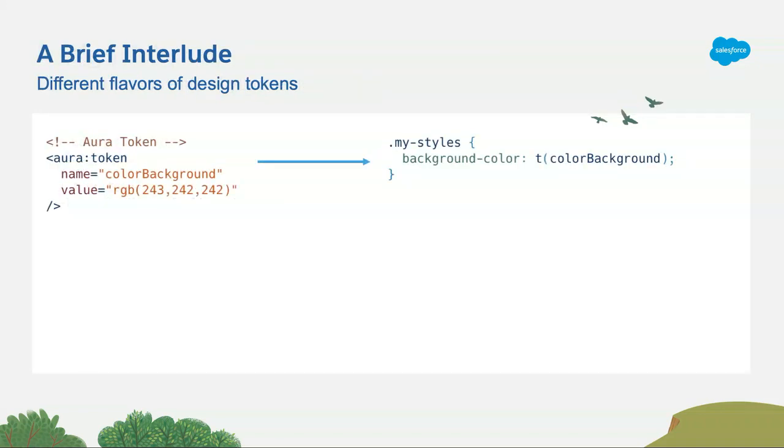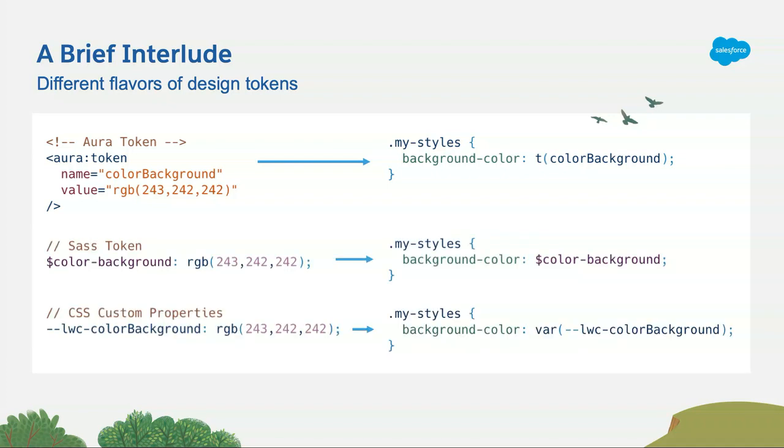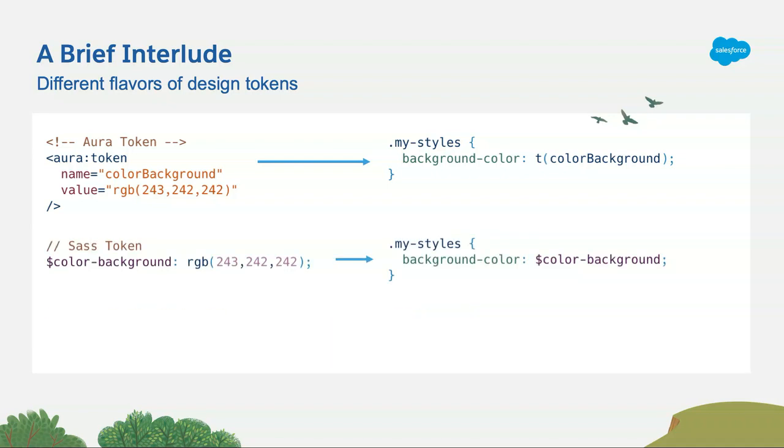This is a design token created in Aura. On the left, we are defining our design token, and on our right, we're using it within our style sheet. And here's the same design token created in Sass. Same pattern, we define it on the left and use it on the right, but just this time, we're using Sass. So you might notice a recurring pattern here that we're both defining and using. It's the same concept, just a different implementation. It's still a design token.